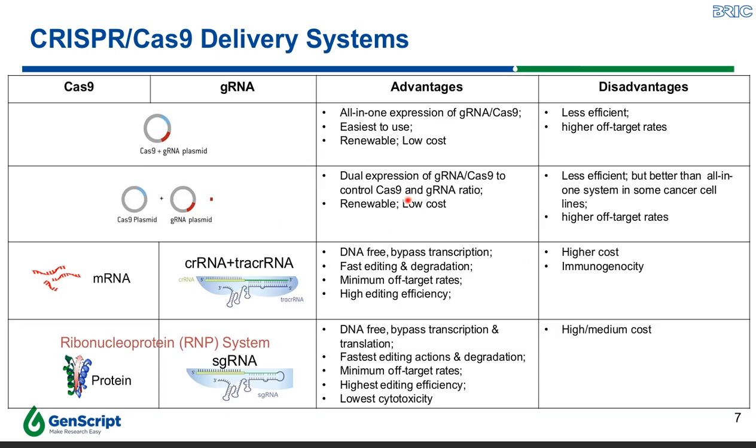So this table summarizes the pros and cons of the three different cargos. The plasmid system consists of two different plasmid systems, an all-in-one expression system that encodes both guide RNA and Cas9 simultaneously, and a dual plasmid system that encodes the guide RNA and Cas9 separately. The advantages of using these two plasmid systems are that they are easy to use, renewable, and low cost. But the studies have shown that the use of these plasmid systems is less efficient and has higher off-target rates.